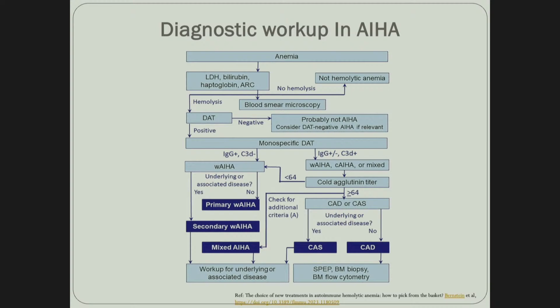If an underlying disease is not there, it goes towards cold agglutinin disease. You need to do a bone marrow biopsy, bone marrow flow cytometry, and electrophoresis in such cases. Whereas in cold agglutinin syndrome, you have to work up for the underlying associated disease. Basically, the treatment has to be given in the direction of the underlying disease. In warm type of autoimmune hemolytic anemia, if an underlying disease is absent, it is primary warm type. If it is secondary, then you have to work up for the underlying cause, and the treatment is based on the type of underlying disease.